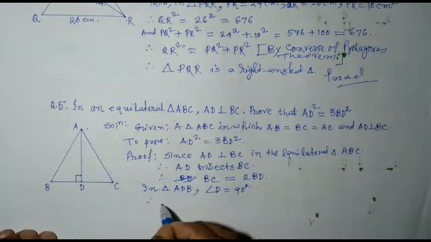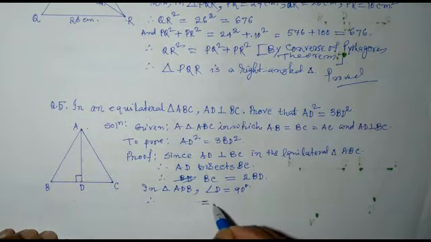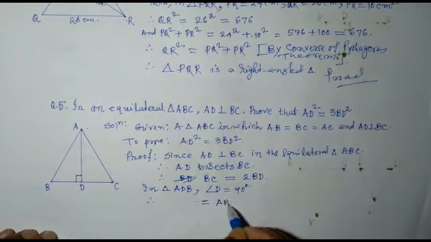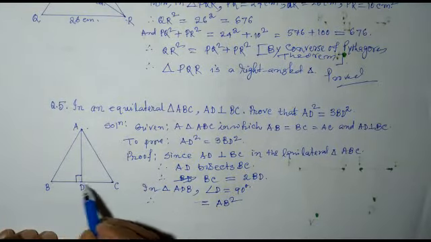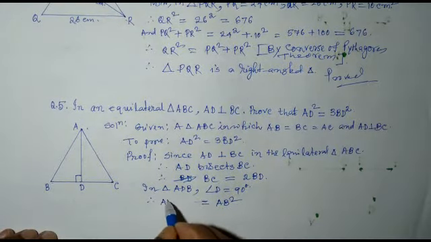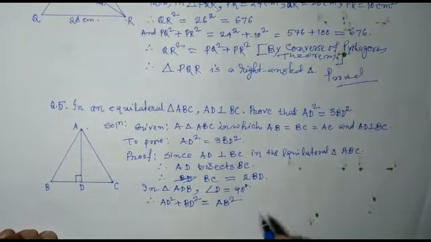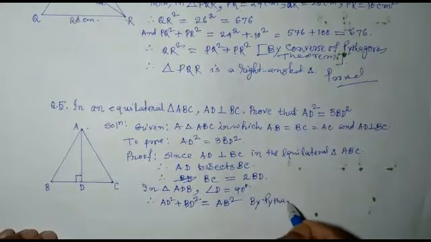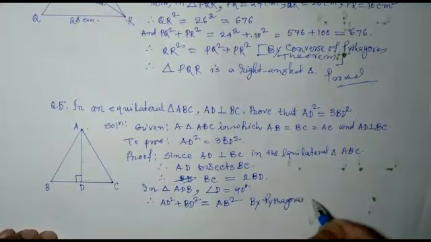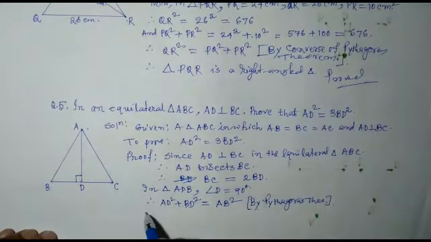So we can write the square of the hypotenuse AB square is equal to the sum of the squares of the other two sides. So the other two sides are AD and BD. And right here, AD square plus BD square, we can write by Pythagoras theorem.